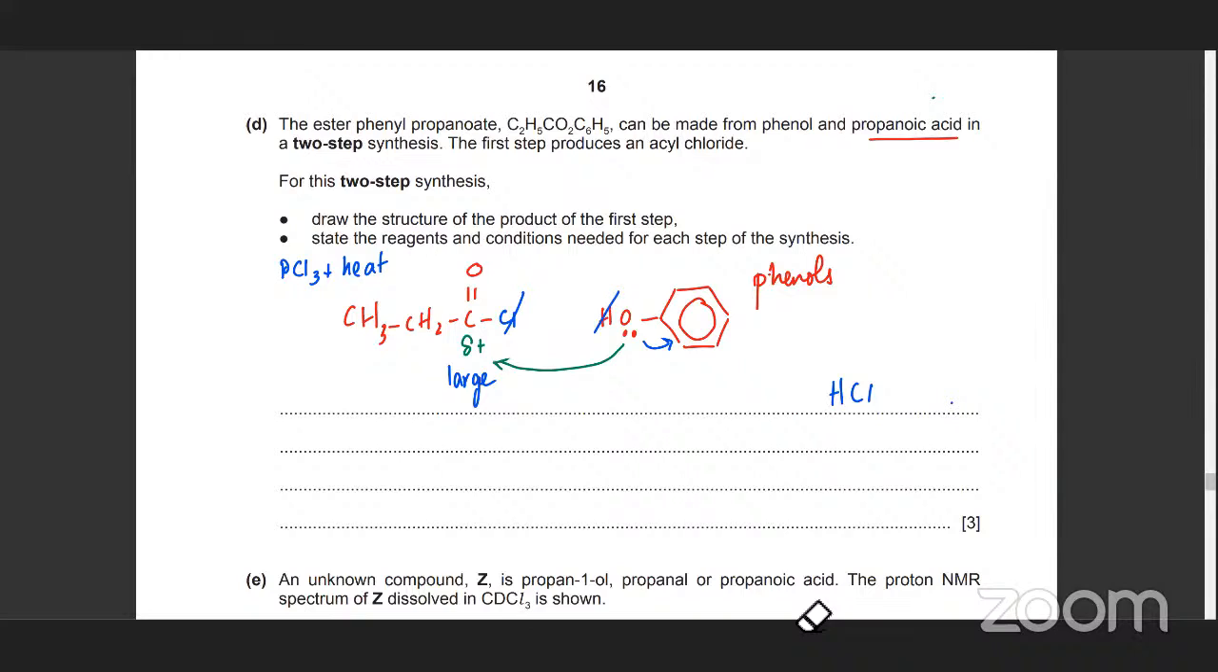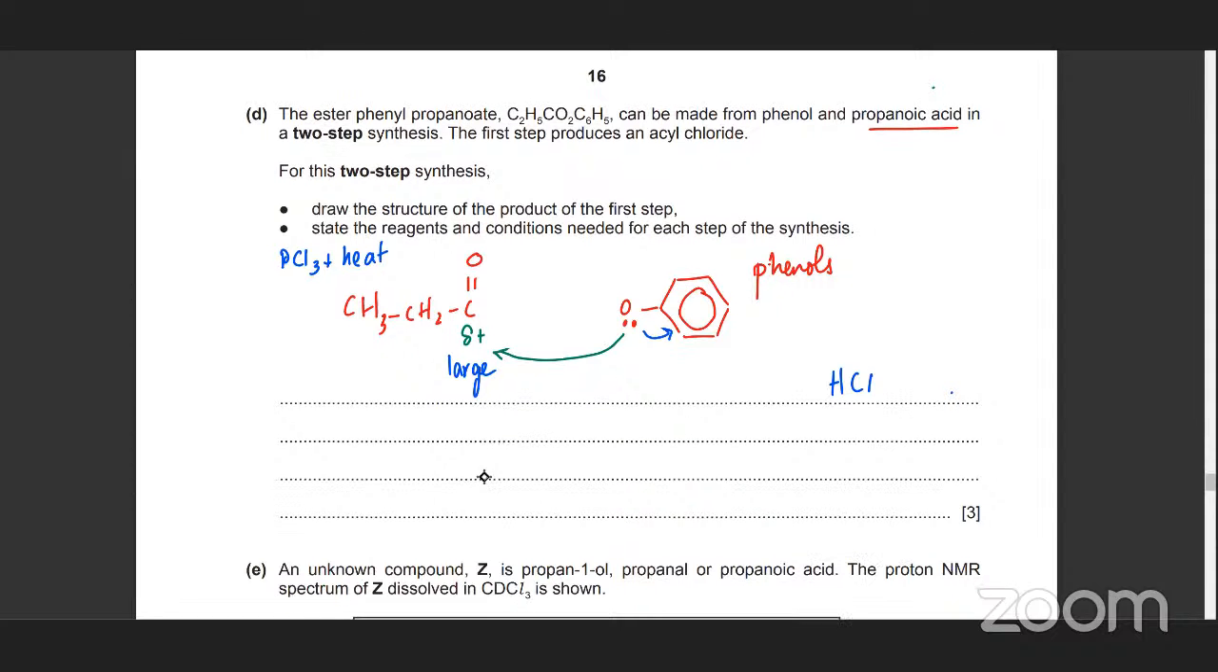So you can remove the H and Cl, and the oxygen, which has this negative charge because of the lone pairs, would be attracted to the carbon over here, and they would bond with each other to form an ester link. So this is what's going on over here.